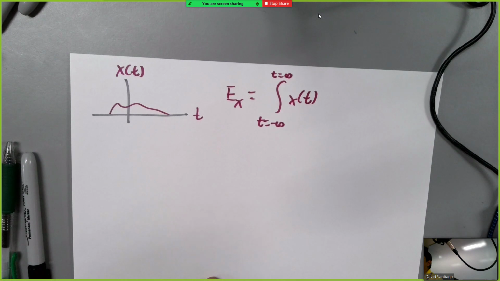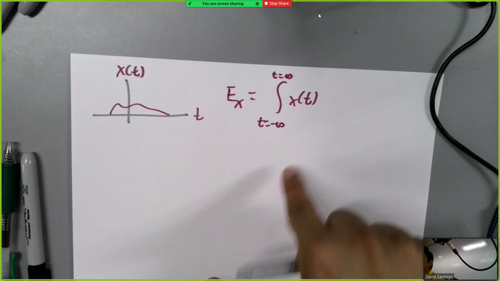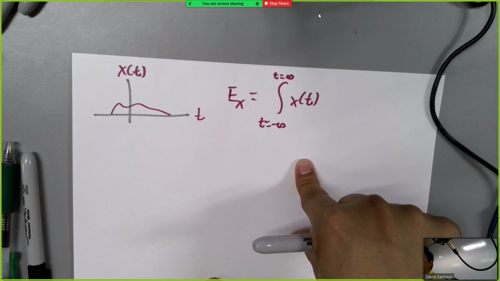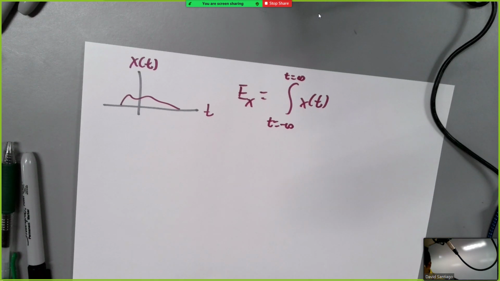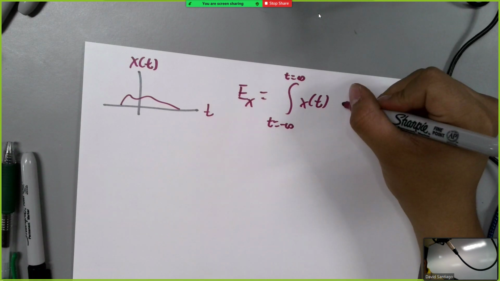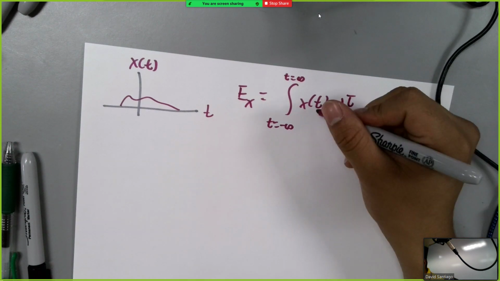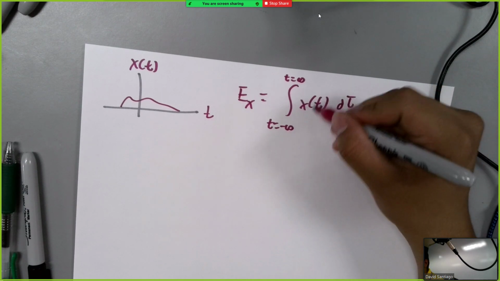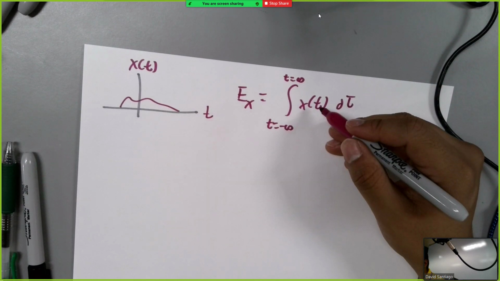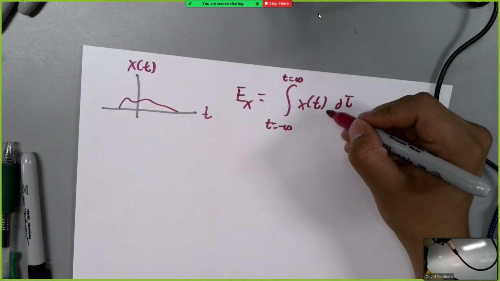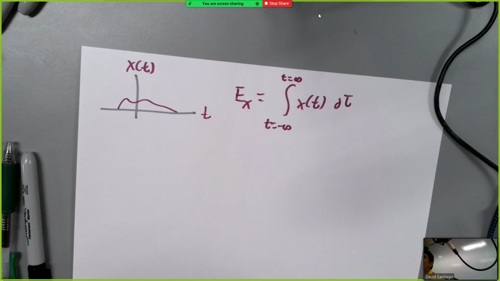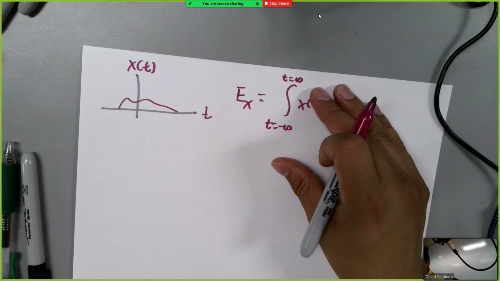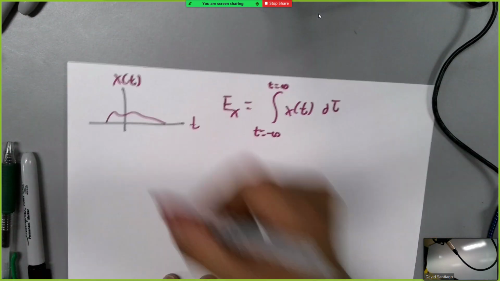x of t, and what do we do? I'm trying to remember. At every point, do we do an absolute value? Oh gosh, it's not coming to my head. dt. At every point, it's going to have an integral. You're going to have to add every point. And if this is finite, then it's energy. So I think this is the bare minimum from what I remember. This is energy. It says finite.